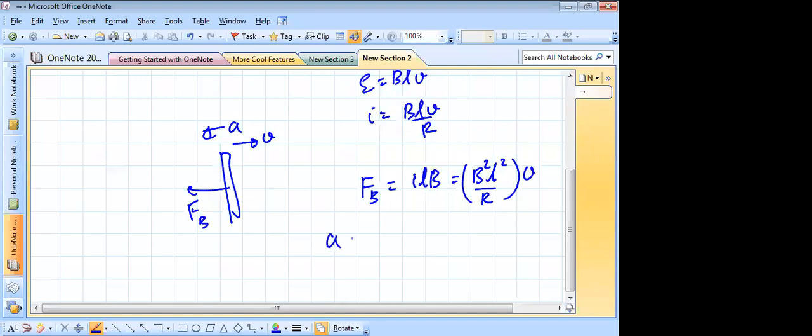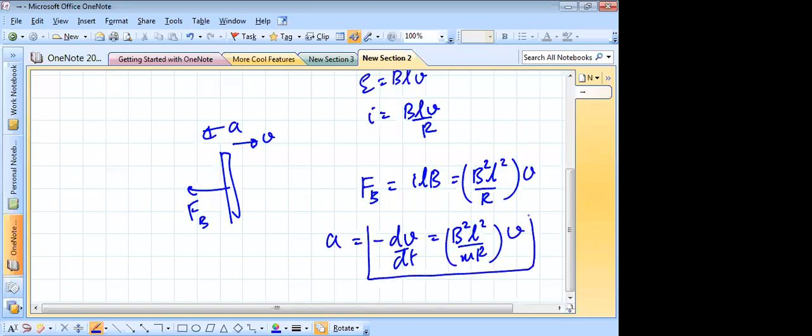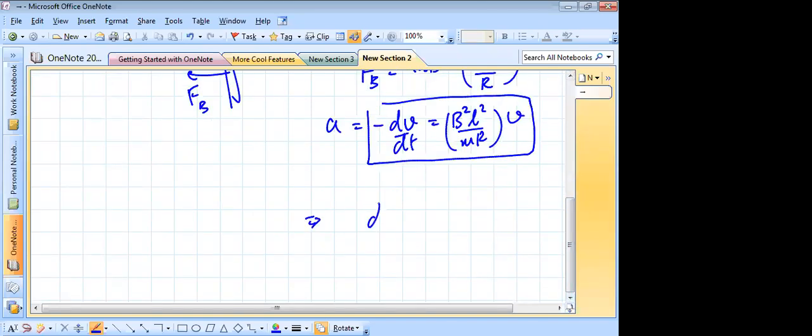So the acceleration, which will actually become minus dV by dt, will become B squared L squared by mR times V. So you integrate this and you get that expression. dV by V is equal to minus of B squared L squared by mR times dt.